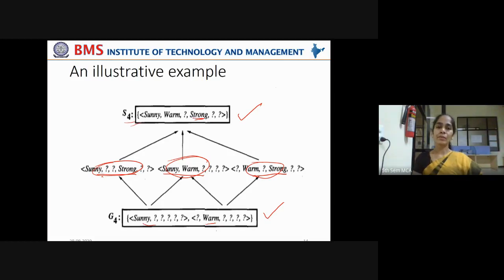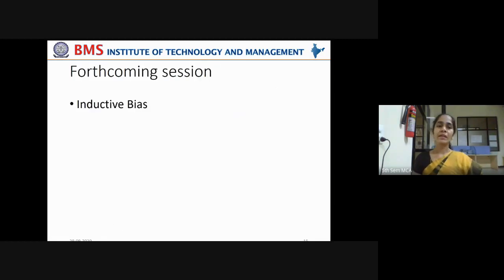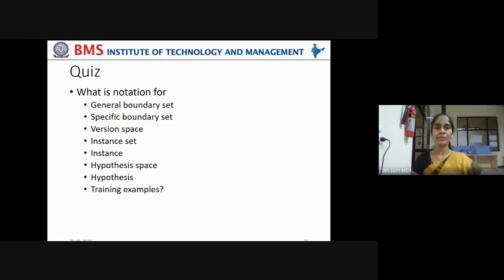Okay. So the objective of this candidate elimination algorithm is to shrink the version space to arrive at a more general hypothesis that is consistent with all the training examples given to the machine. Right? In the next class, the last concept of this module, inductive bias, we are going to see.